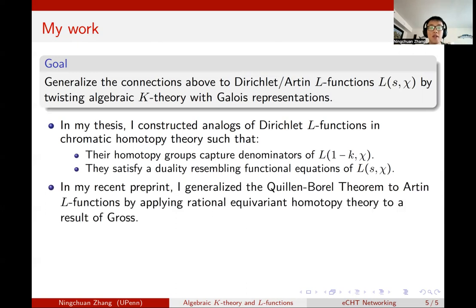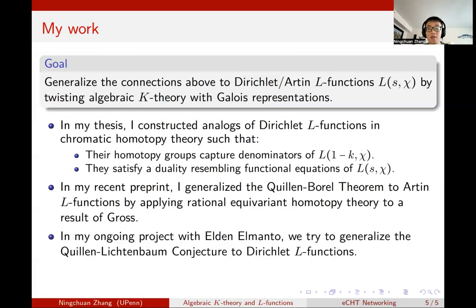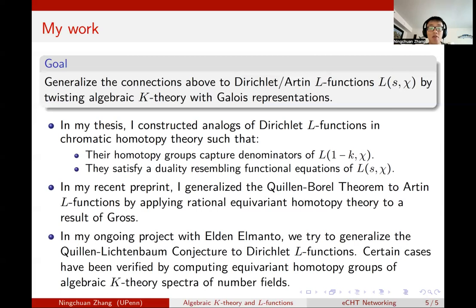In my recent preprint, I generalized the Quillen–Borel theorem to Artin L-functions by applying a rational equivariant homotopy theorem to an algebraic result of Grothendieck. And finally, in my ongoing project with Elden Elmanto, we try to generalize the Lichtenbaum conjecture to Dirichlet L-functions, and we have made some progress. Certain cases have been verified by computing equivariant homotopy groups of algebraic K-theory spectra of number fields with coefficients in those characters.